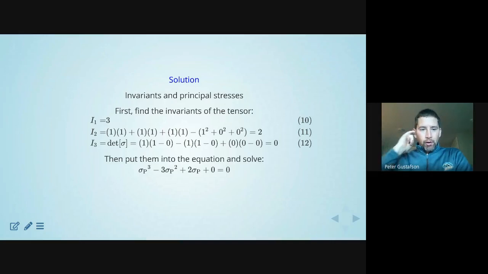So here we have I1, I2, and I3. Here's the equation now where we've written the characteristic equation in standard form: sigma p cubed minus 3 times sigma p squared plus 2 times sigma p plus 0 is equal to 0. And we have to solve this equation.